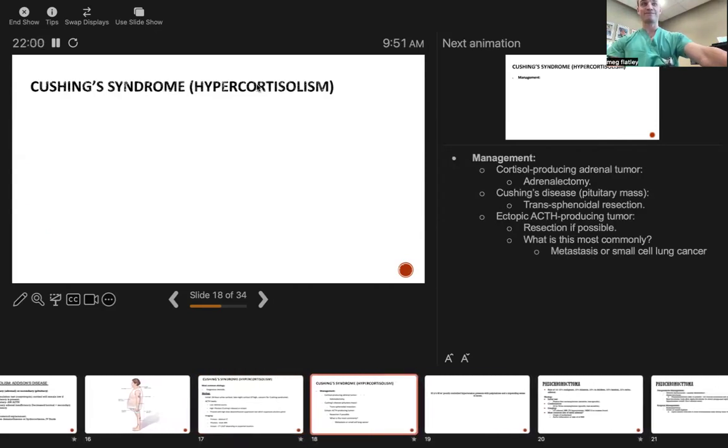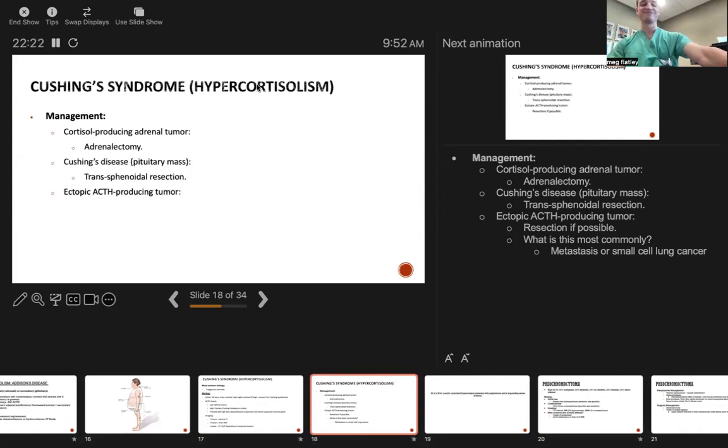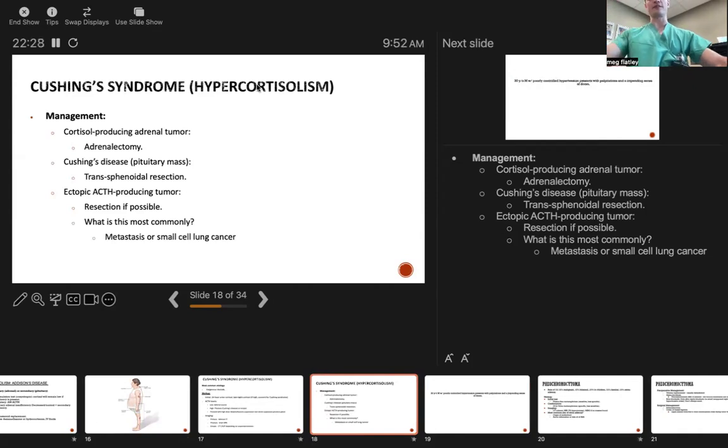Okay, management. So if you have an adrenal producing tumor, you cut out the adrenal. That's great. If you have a pituitary mass, transsphenoidal resection. And if you have an ectopic ACTH producing tumor, yeah, you should treat their cancer. You can resect it if it's possible. It depends where it's ectopic too. And the most common cause is small cell lung cancer.